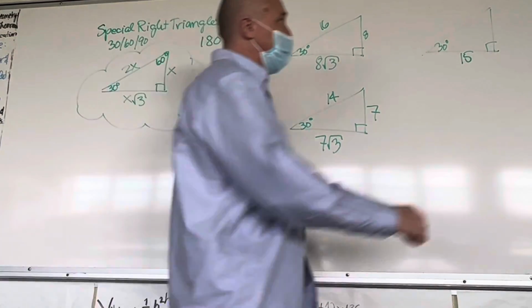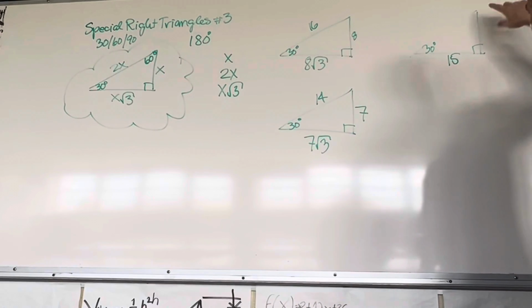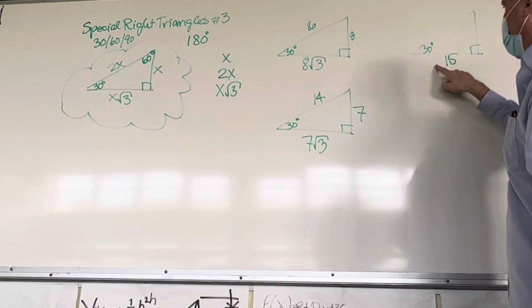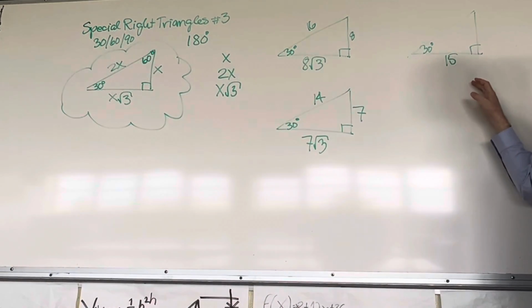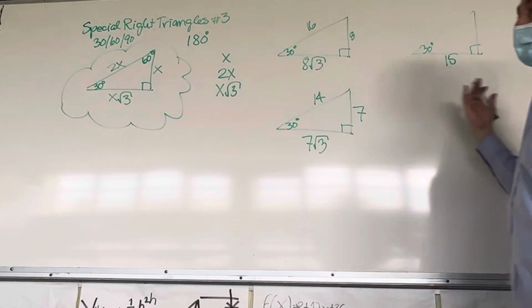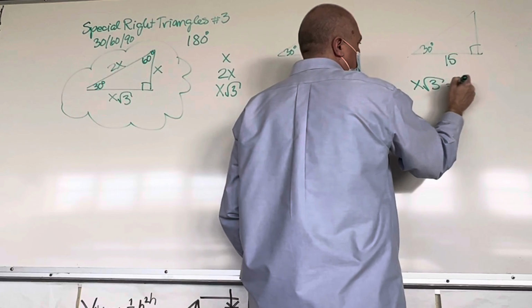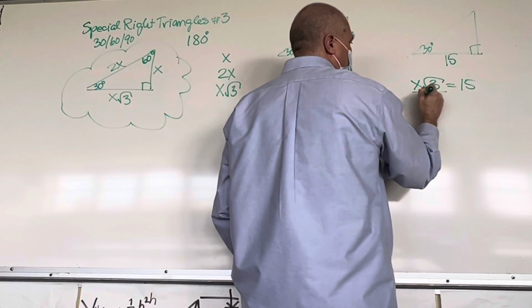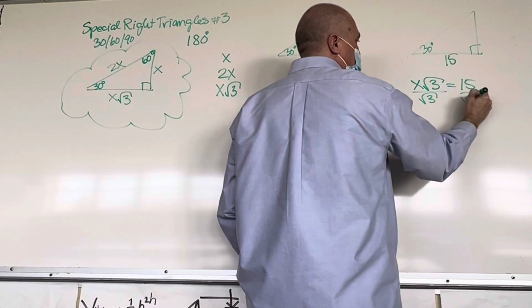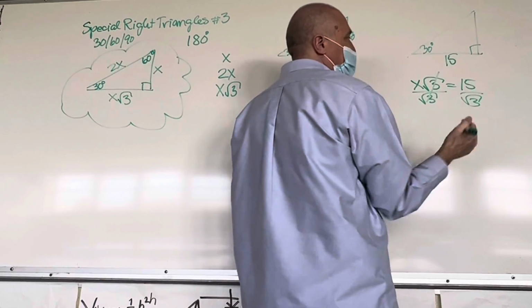And whatever it is, it has to be the length of the side, because this side times radical 3 is producing the 15. And hence, we put them equal. So we say x radical 3 equals 15. We divide both sides by radical 3. And the algebra is quite consistent here.